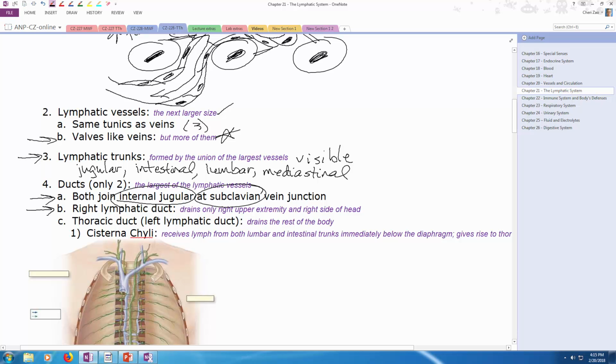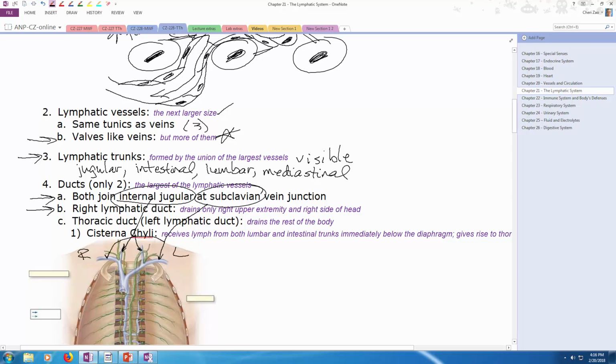The right lymphatic duct drains only the right side of the head and neck area and the right upper extremity. That's it. And so what we have over here, this is the right side of this person. This is the left side of this person. And so what we see right here, this is our internal jugulars, and here's our subclavians.